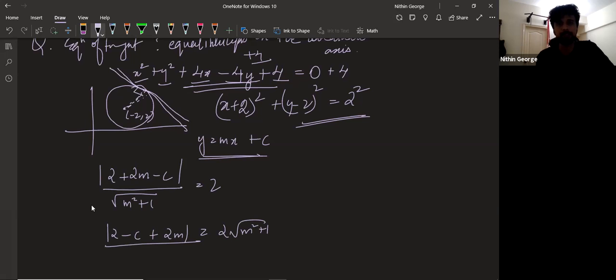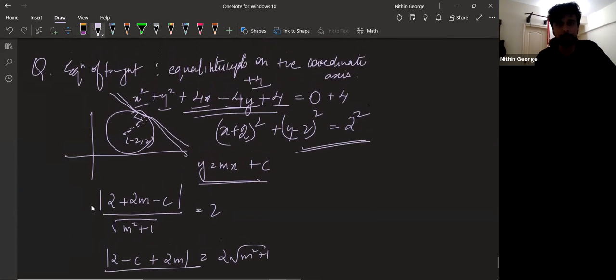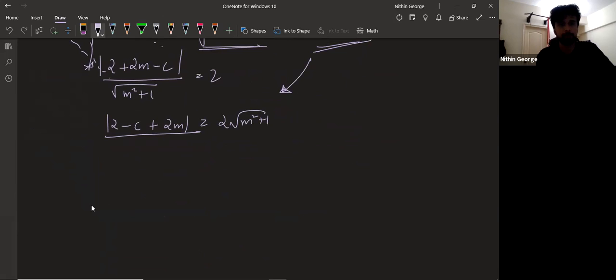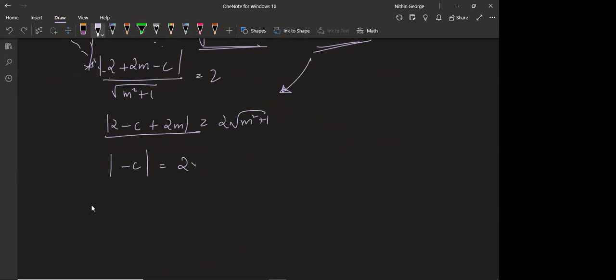But then it's given that they make equal intercepts on the positive coordinate axis. So if they make equal intercepts here, or they make equal intercepts here, what can I say about the slope? Slope is equal to minus 1. So m is equal to minus 1 and substitute that here. So what does this now become? This becomes mod c equal to.